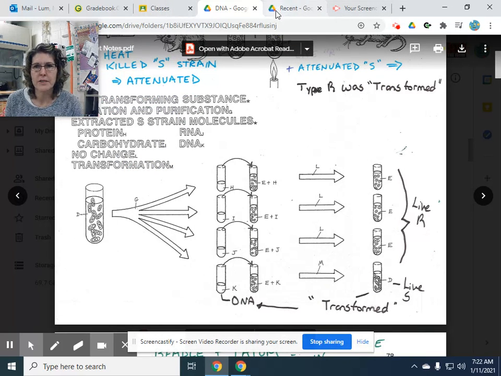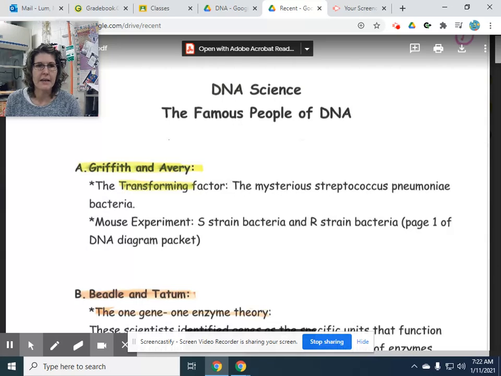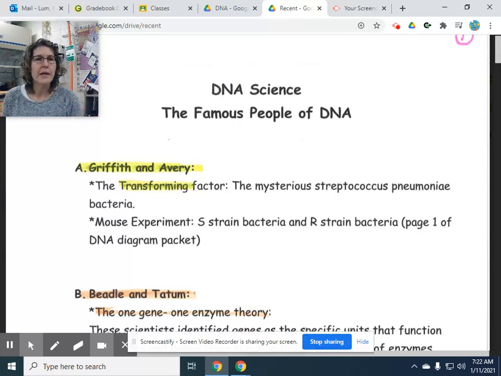So those are your first scientists. So that would be Griffith and Avery, once again, about 1928. And I'm not going to test you guys on dates of any of this. I'm just trying to give you guys a little timeline to see, hey, this is where it started. We weren't really talking about DNA. Maybe this is where we were starting to talk about DNA as we move on.